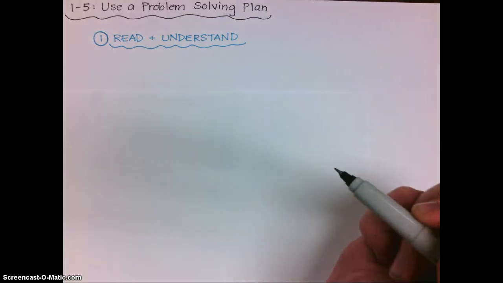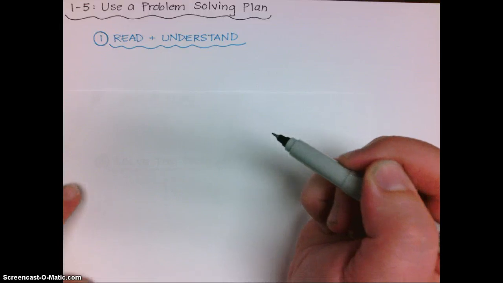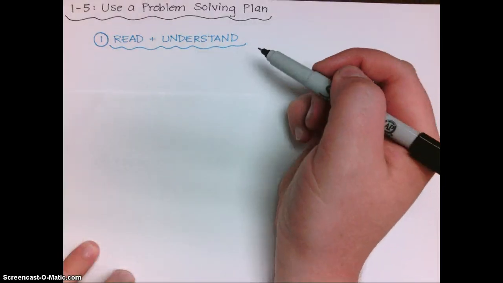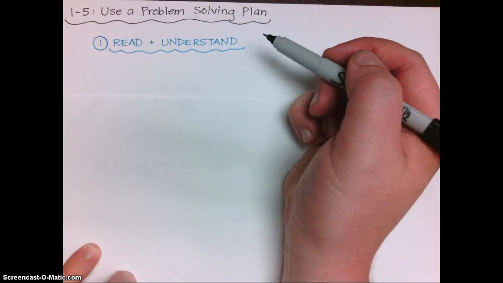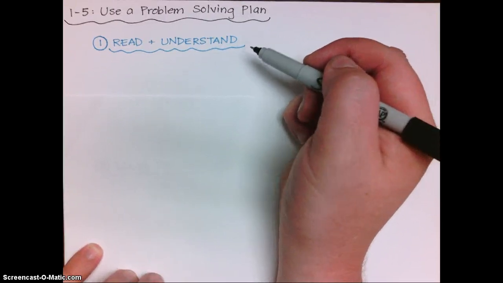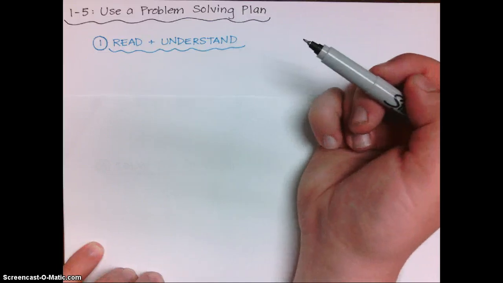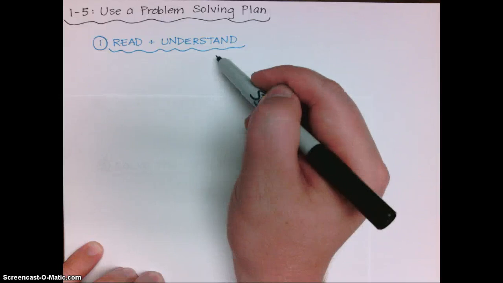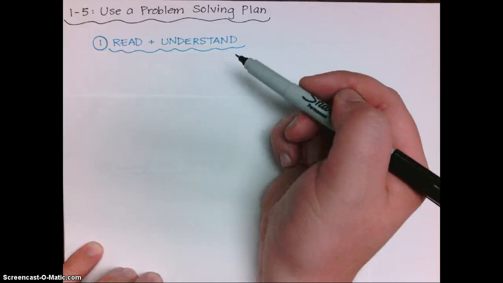So what I want you to do is to follow along with me. We're going to go over 4 steps that are going to help you just create your own plan. I may not always be around you to help you out with a word problem, so what can you do at your own? The very first thing is to read and understand what this problem is asking you.